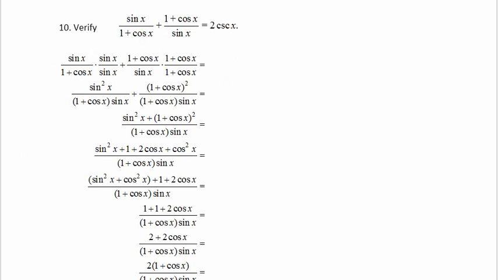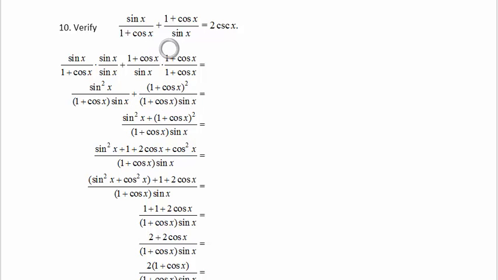Okay, let's take a look here. So first thing we're doing is getting a common denominator. The common denominator would be this multiplied by that. So we're going to take this fraction, multiply the top and the bottom by sine of x. We're going to take this fraction, multiply the top and the bottom by 1 plus cosine of x. So in the denominator, we're going to leave that factored. So those denominators will be 1 plus cosine of x times sine of x. Always a good idea to leave the denominator factored.